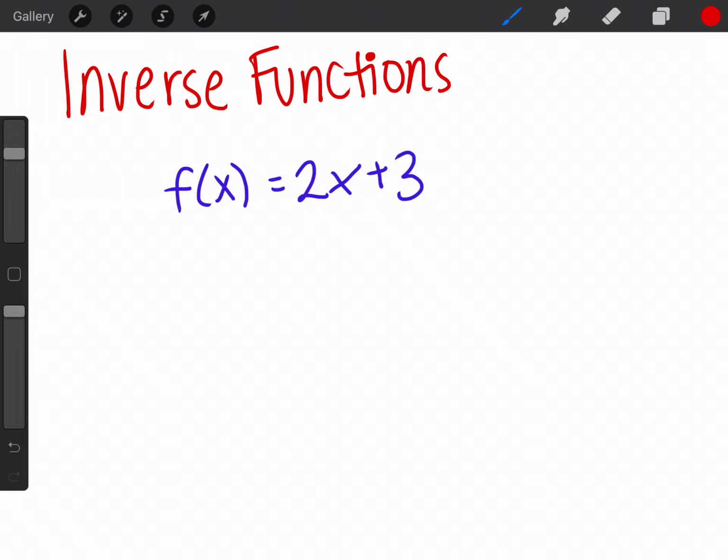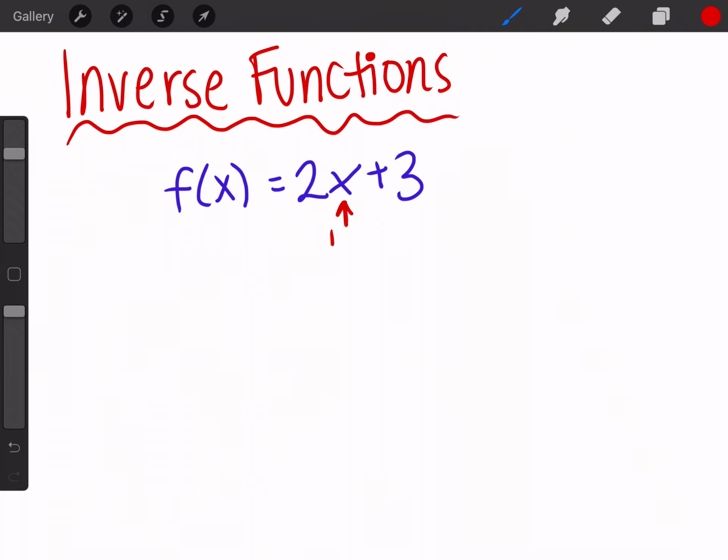Today we're going to be talking about inverse functions. This should come as a little review for some of you. We started working on this before we left school. So right here we have our function f of x equals 2x plus 3.